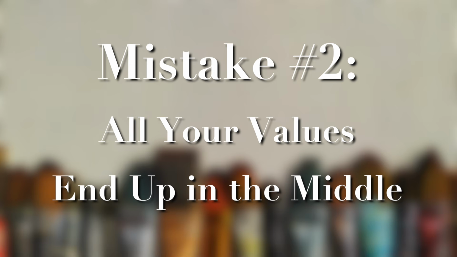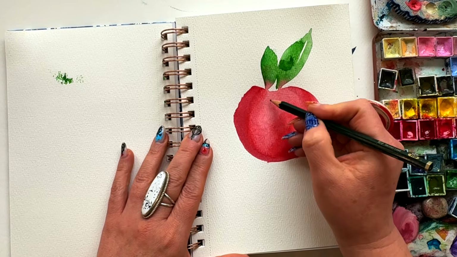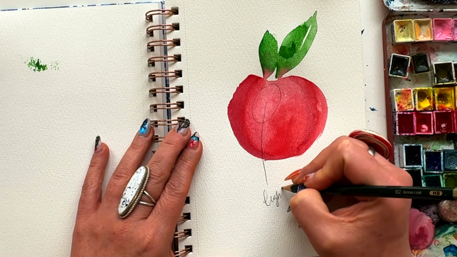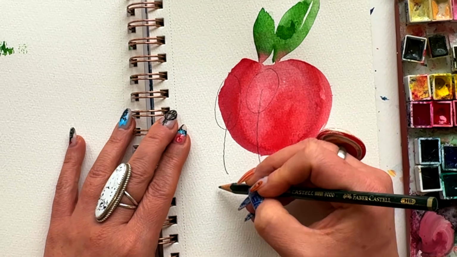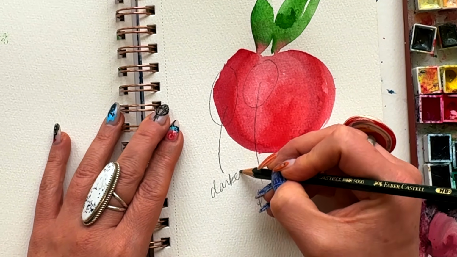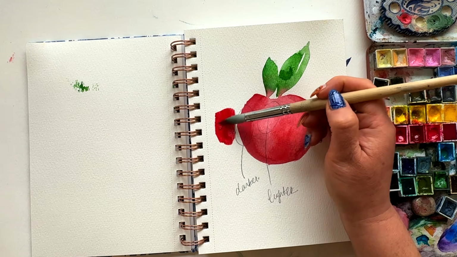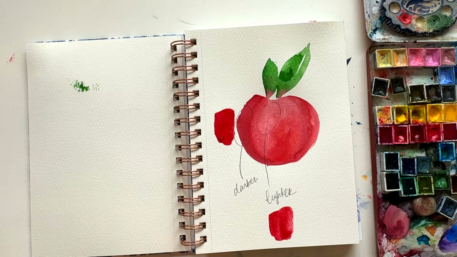Mistake number 2, all your values end up in the middle. This one's super sneaky. You might actually be varying your values. You have lighter areas, you have darker areas. You can see in my flat apple, I have lighter areas, I have darker areas, but everything is still kind of hovering around the mid-range value. Nothing's really, really light and nothing's really, really dark. The result is a painting that looks safe and a little dull. It doesn't have that punch, that drama.